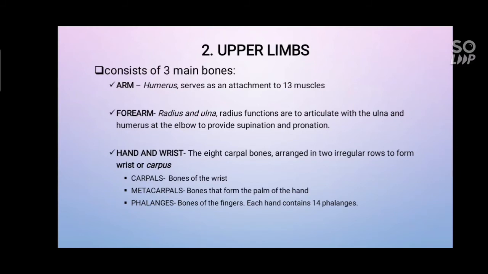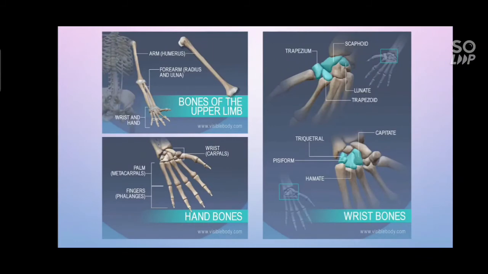So carpals are bones of the wrist. There are 8 carpal bones arranged into irregular rows to form the wrist, or what we call the carpus. Metacarpals are bones that form the palm of the hand. Phalanges are the bones of the fingers. Each hand contains 14 phalanges. So this is the illustration of the bones of the upper limb, hand bones, and the wrist bones.